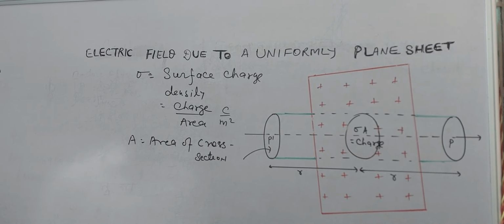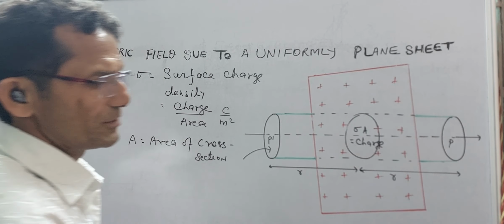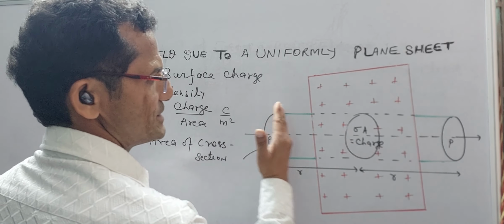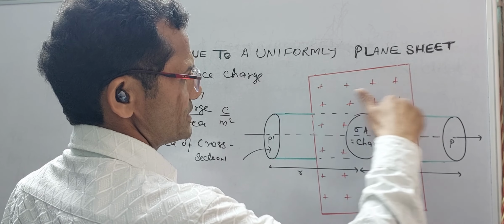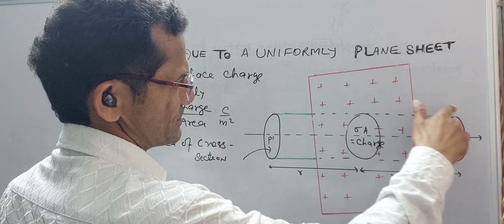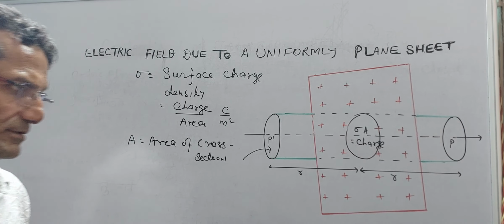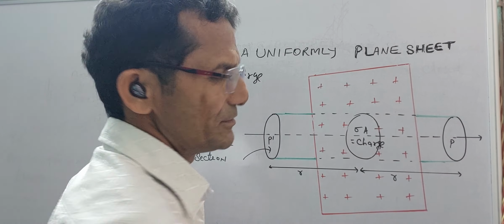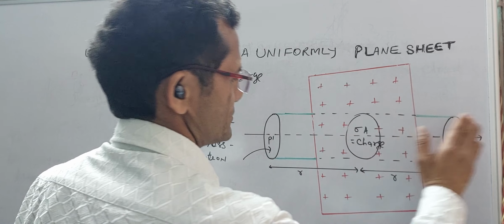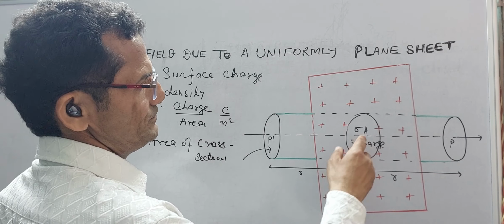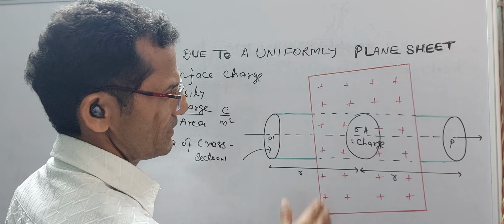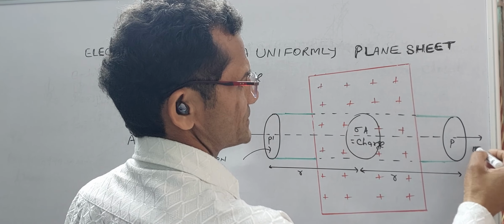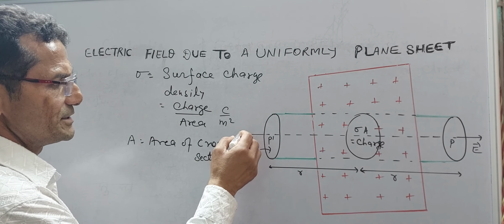Now we know that this is a closed Gaussian surface. This closed Gaussian surface has three surfaces. One is this plane surface, another is this plane surface, and this is the curved surface. So we know that for a charged conductor the electric field is directed away from it. So the electric field due to this plane sheet will be away from it. It means that at the point P it will be outwards, rightwards, and at P dash it will be leftwards.